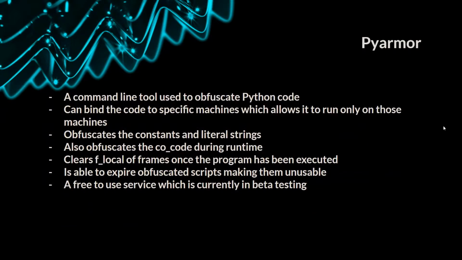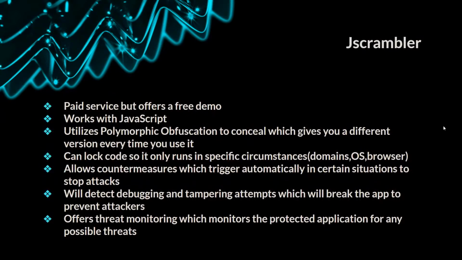You can also allow countermeasures which trigger automatically in certain situations to stop attacks. Those could redirect an attacker to a different page or lock certain things or break the code. It also detects debugging and tampering attempts and can, like I said, break the app to prevent attackers from accessing stuff. It also offers threat monitoring, which monitors a protected application for any possible threats and reports them to you.